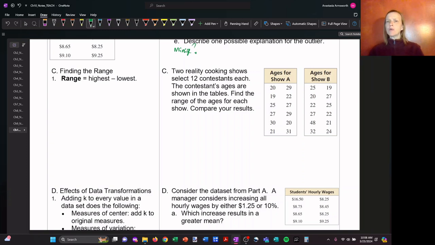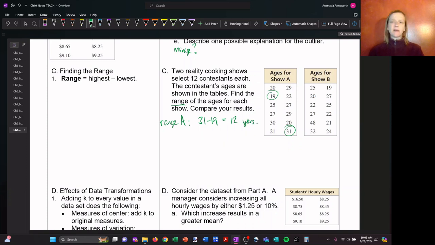So if we've got two reality cooking shows here, each has 12 contestants, and I want to find the range of ages for each show, then what I need to do is find the highest age and the lowest age. 19 seems to be the lowest age here, and 31 is the highest age here. So the range for show A is going to be 31 minus 19, which is 12 years.